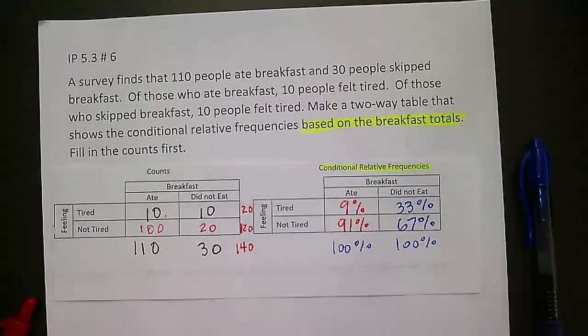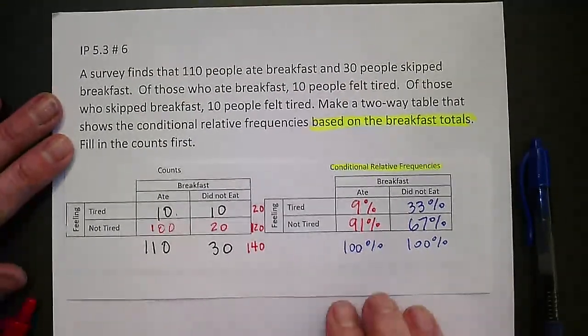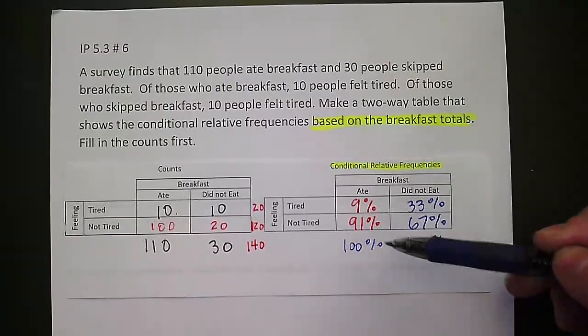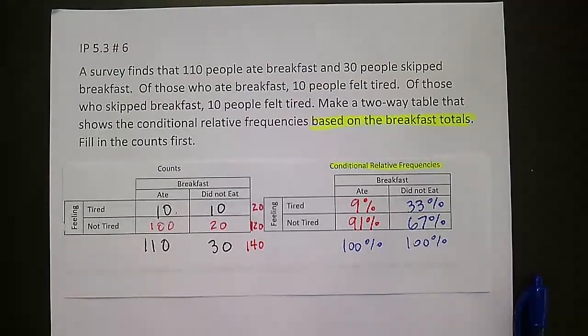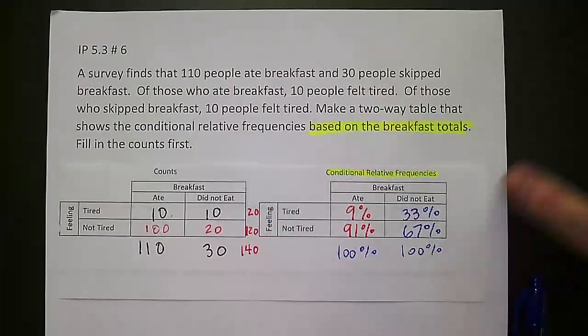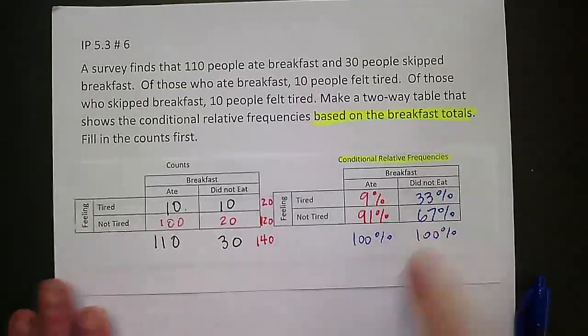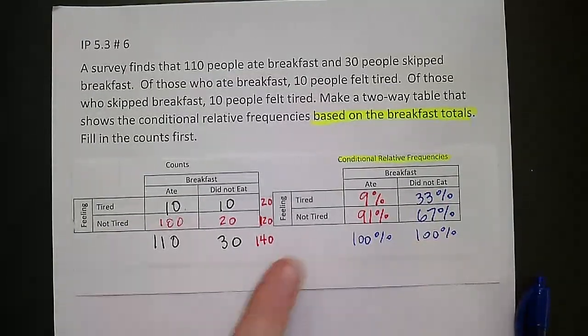So why do something like this? Well, because it gives you a very clear comparison about the percentage of people who are tired or not based on whether they ate breakfast. If you ate breakfast, only 9% of people were tired. If you skipped breakfast, though, a third, 33% of the people were tired. So this data is showing you're more likely to be not tired if you eat breakfast.